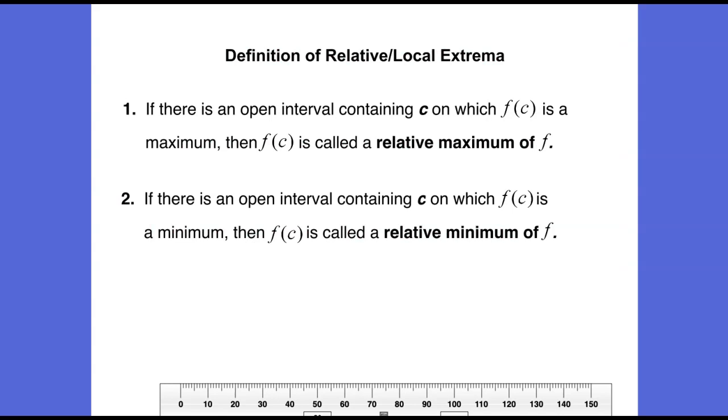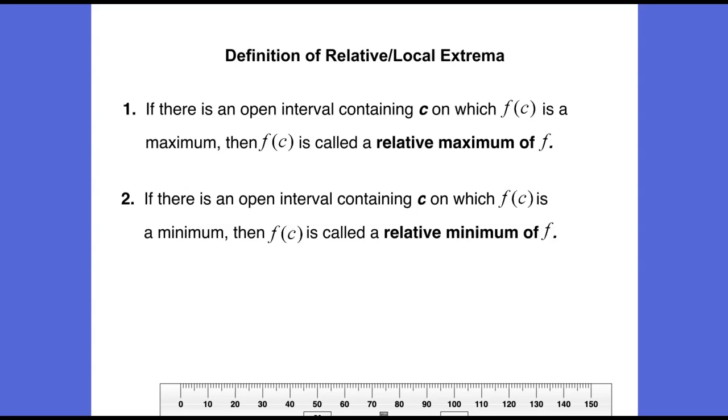To go about finding relative or local extrema, all we have to do is be able to identify an interval on which there is a particular x value, call it c, where f of c would be the relative maximum or relative minimum. Point where, in the case of being a relative maximum, the graph changes from increasing to decreasing, and in the case of a relative minimum, changes from decreasing to increasing.